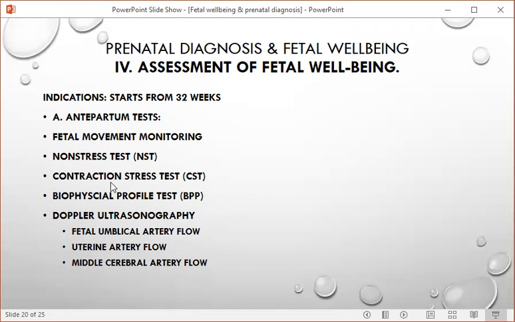The non-stress test and the contraction stress test. The non-stress test estimates the fetal cardiac activity while the baby is inside the uterus, and the contraction stress test is fetal cardiac monitoring along with contraction of the uterus. If the non-stress or contraction stress tests are positive, we go for the biophysical profile test. Third, Doppler ultrasonography also gives some information about fetal well-being.